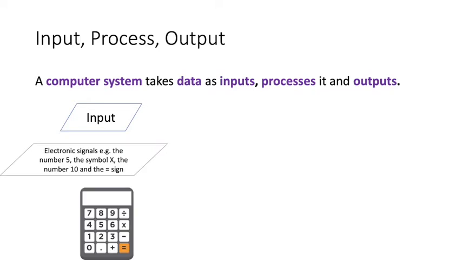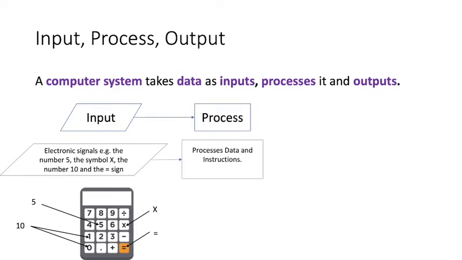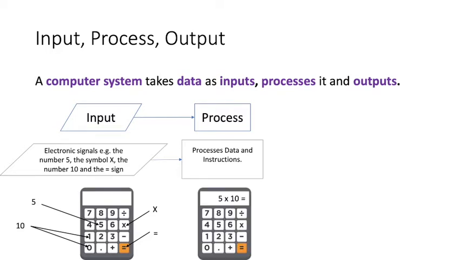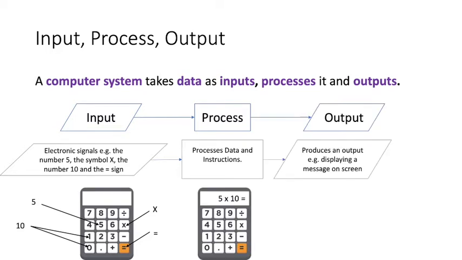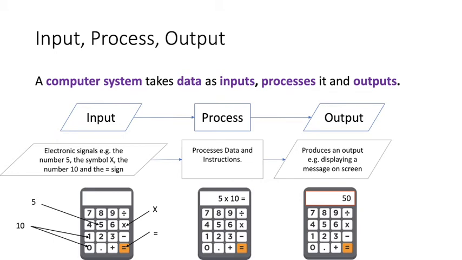A calculator takes in electronic signals: the button press of the number 5, the multiplication sign, and the number 10. Now these are all electronic signals. When we press them into our calculator, we're just inputting data. So we need to process that data and those instructions to make sense of it, and we want to get a result. Once that's processed by our calculator, it's going to be displayed to the screen, in the form of the result, 50.